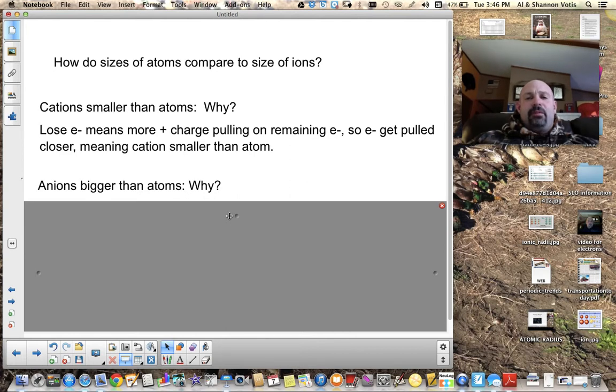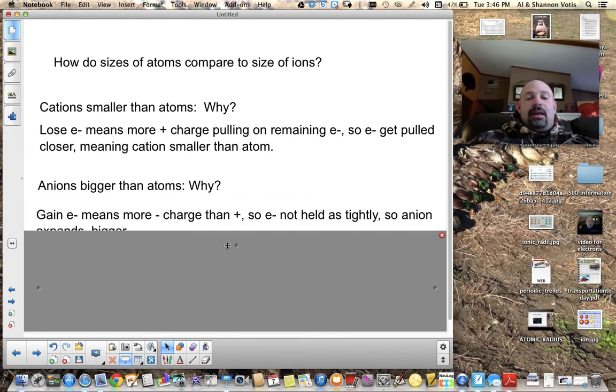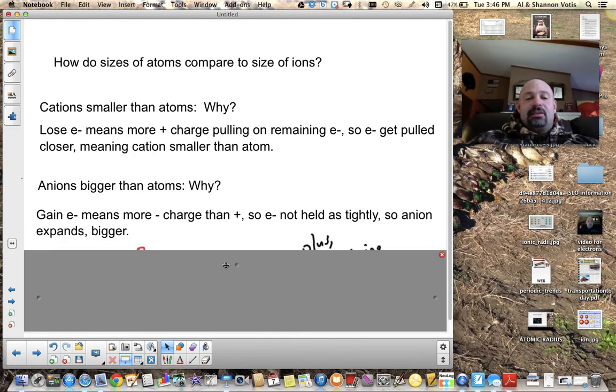Okay? Then if we go to anions, anions will be bigger than atoms. That should be pretty clear why, because it's exactly the opposite of the cations. When atoms gain electrons, there's a bigger negative charge on the atom, so there are more electrons than protons, and overall your electrons are going to feel less positive pull. That ratio of protons to electrons is going to be smaller. If they feel less positive pull, they're able to pull further away. There's less holding them, so they get further from the nucleus, they expand, and the atom gets bigger.